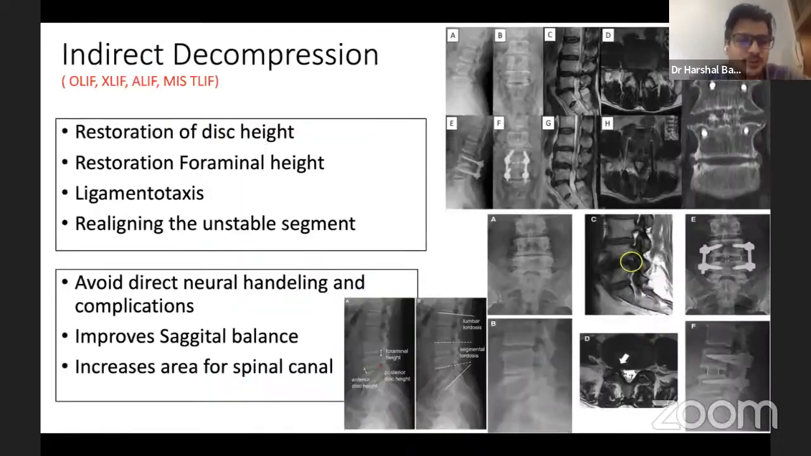What is indirect decompression? The principle remains restoration of disc height, restoration of foraminal height, a ligamentotaxis phenomenon, and realignment of unstable segments. There is a lot of literature available. These are not my cases, they're from the literature. What are the advantages of indirect decompression? They can be done by OLIF, XLIF, ALIF, MIS TLIF, where you are not touching the pathology directly. You are just recreating the space available for the neural structures. They avoid direct neural handling and associated complications like neurological symptoms and dural tears.